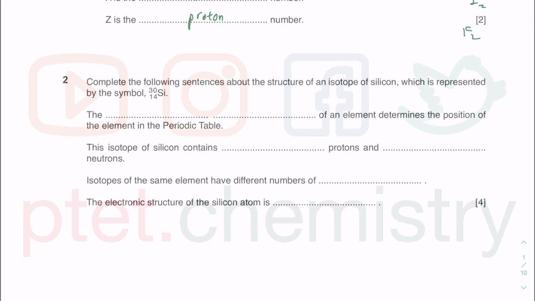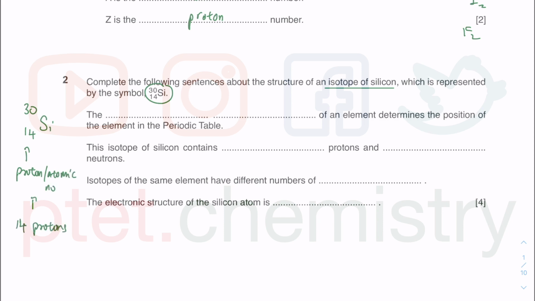Question 2 is about completing the sentences. This is about an isotope of silicon. This is the international format we were just talking about: 30, 14, and then silicon. This number at the bottom is the proton or the atomic number. It basically means there are 14 protons.